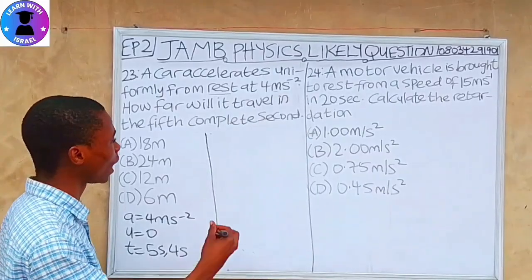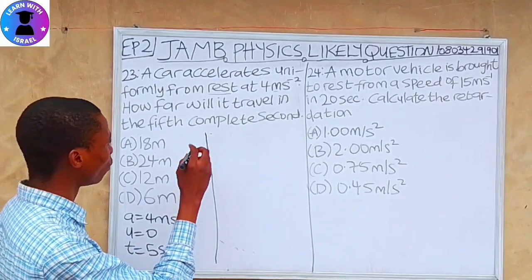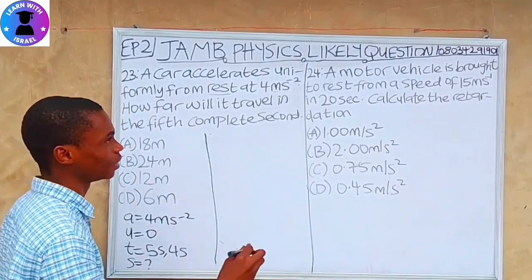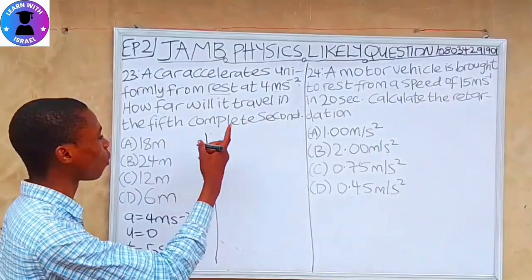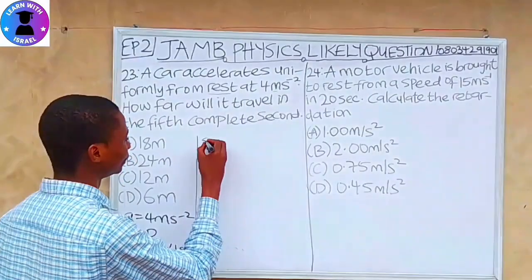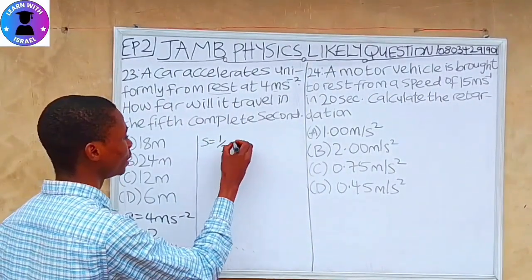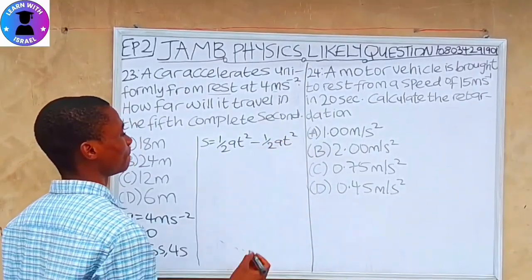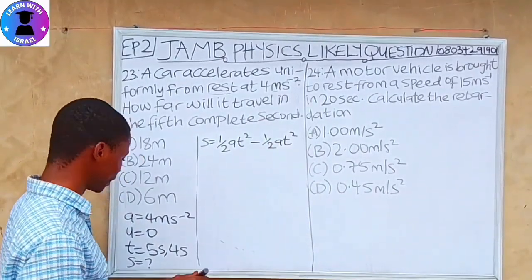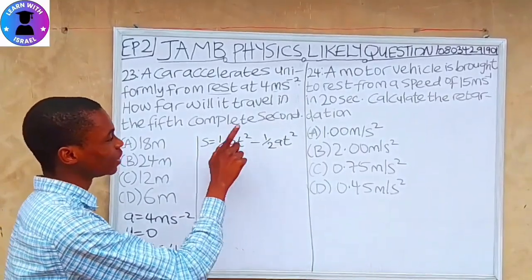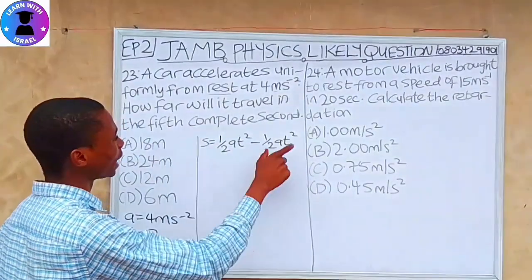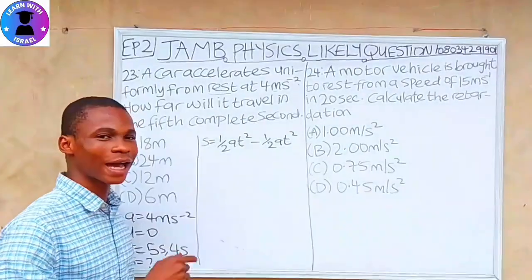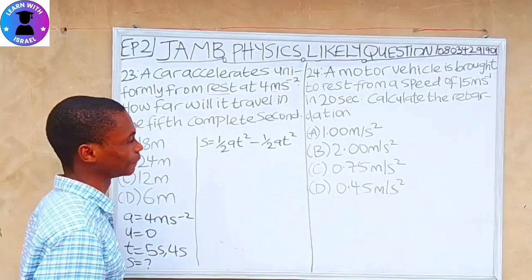So our formula will be different. And what are we looking for? We are looking for the distance, which is S. It says how far will you travel in the fifth complete second. The formula we'll be using is half at square minus half at square. The reason is that we have 2 times, the fifth and the fourth. So we need to calculate for the fifth and the fourth and then subtract, so we can get the distance.